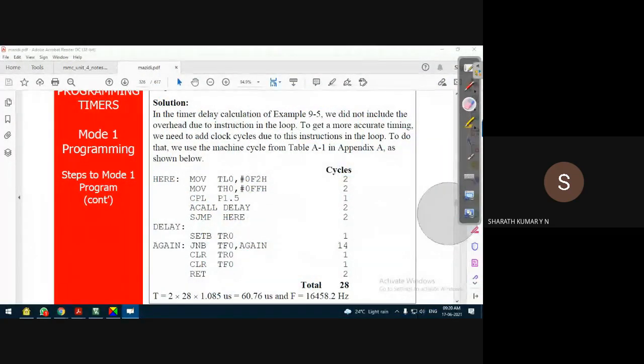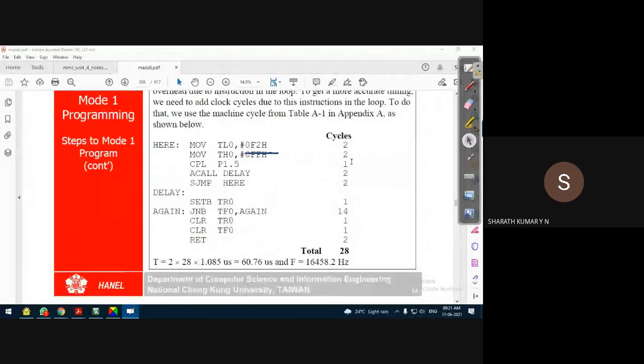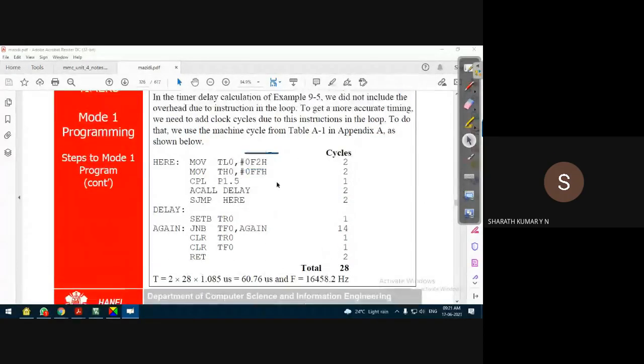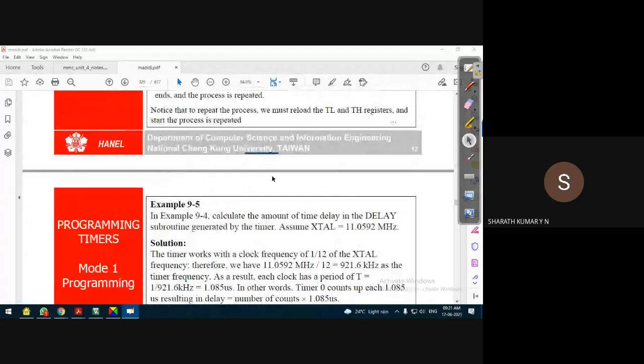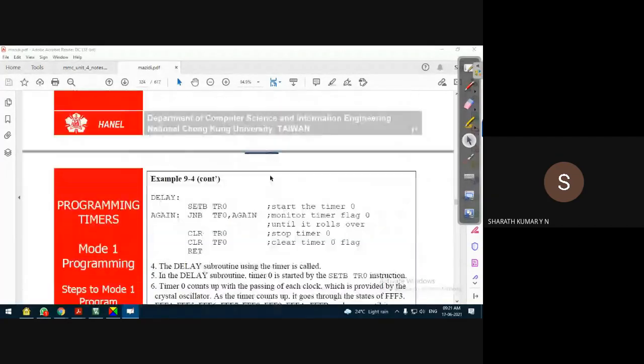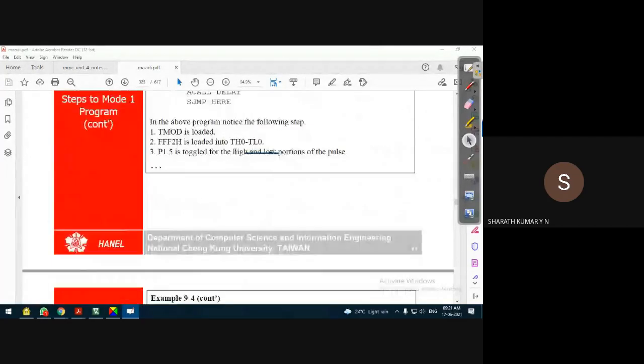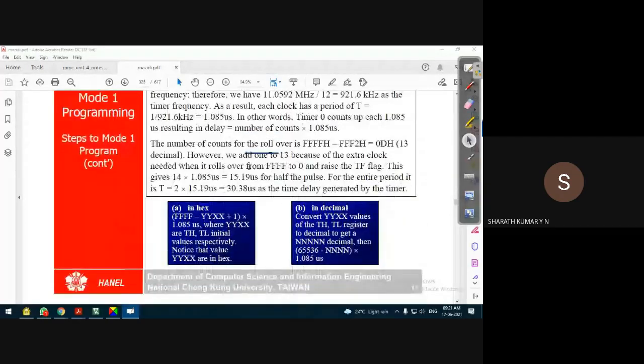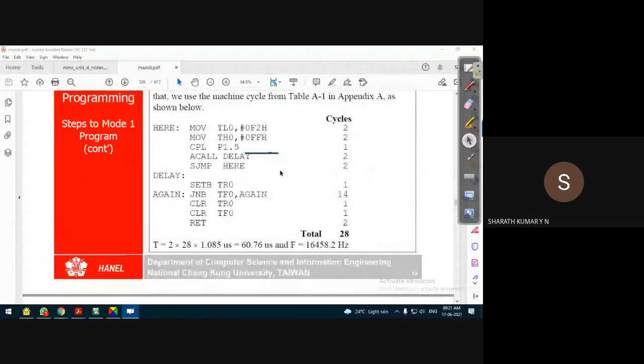Okay. So let us understand this program, where the time required to execute the program is also included. The machine cycles for all the instructions are given in the appendix. Let us look into the program. In this case, the author is considering only this 9.5 example. This same program is considered for the delay generation using the machine cycles.